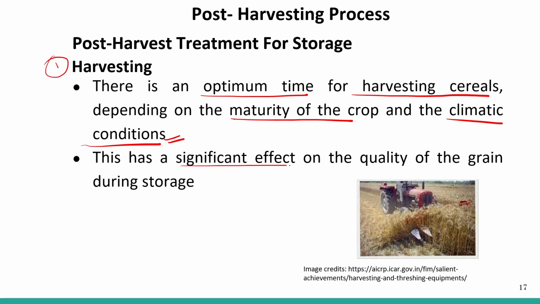This has a significant effect on the quality of the grain during storage. So if we harvest at the right time, then we can have a great quality of grain. But if we harvest prior to the right time or after it, then the quality of the grain will be affected during storage. So the correct time of harvesting is very, very important because it can affect the quality of the grain.